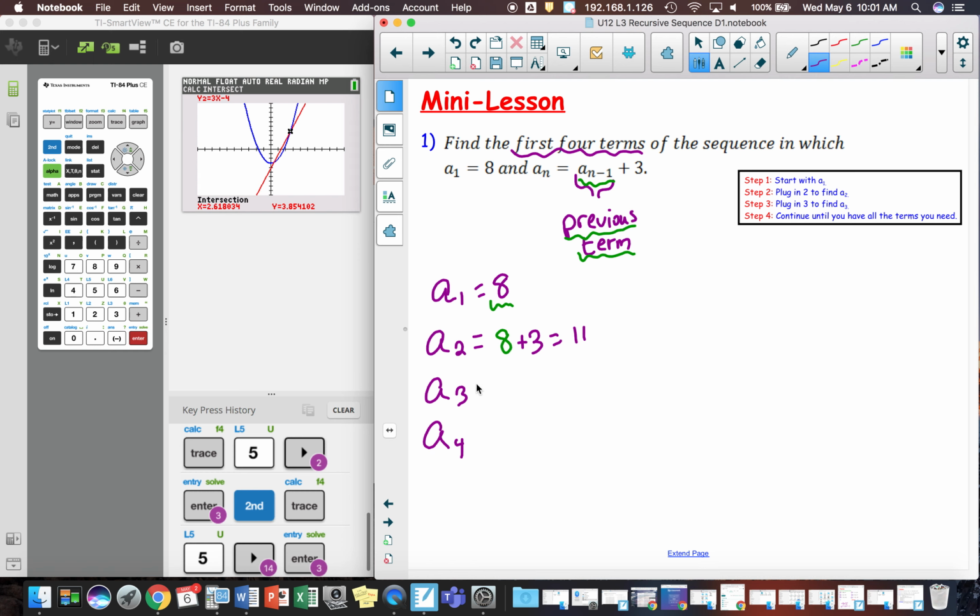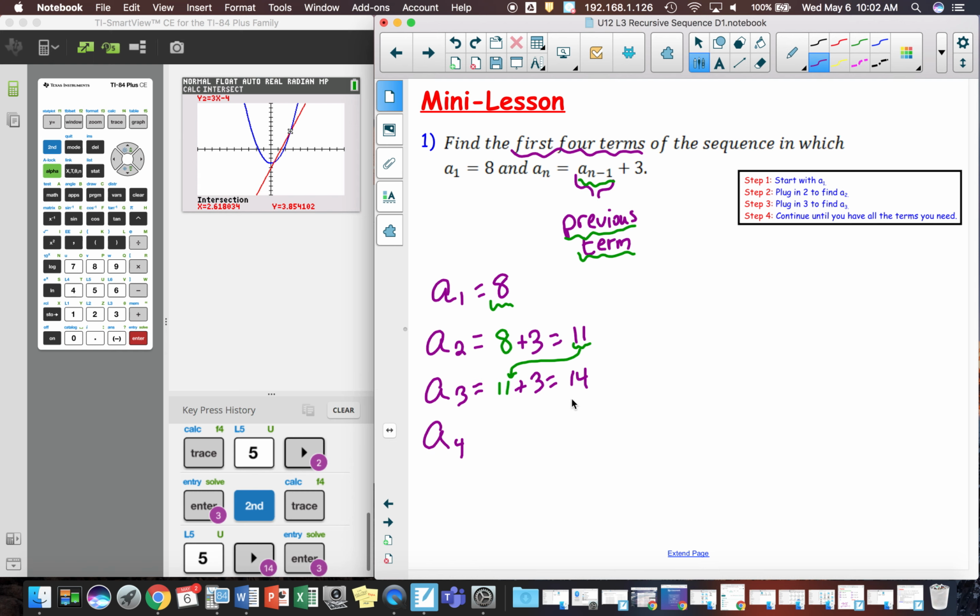Okay. To find a sub 3, we're going to follow the same rule again. They're telling us, hey, take your previous term and add 3 to it. So our previous term was 11. If we're trying to find our third term, we look back to our second term. Our previous term was 11. All right, we're going to take that and plug that in right over here. Take our previous term and add 3. Plus 3. So our previous term was 11. We add 3 to it. We get 14.